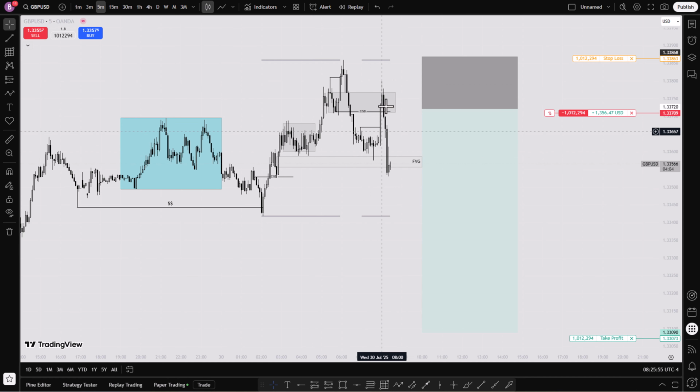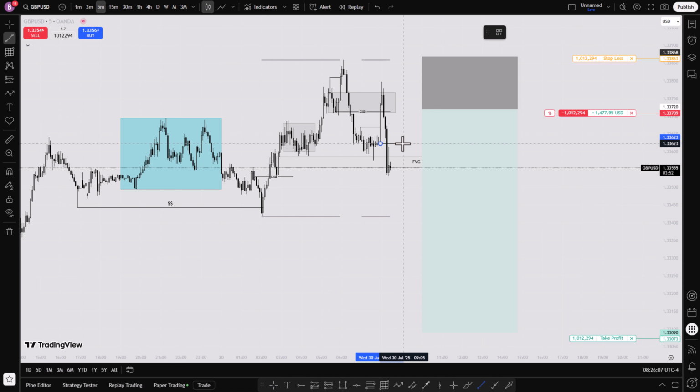If you have missed this entry at this level, at this breaker block, now you can have your re-entry at this change in the state of delivery here. So we have this up close candle that entered into the breaker block. So you have another change in the state of delivery. So your entry can be here.